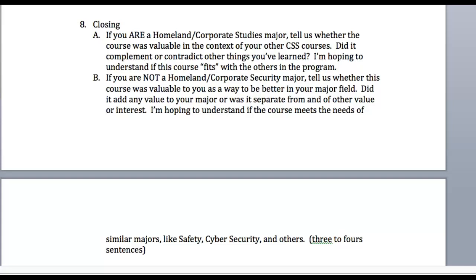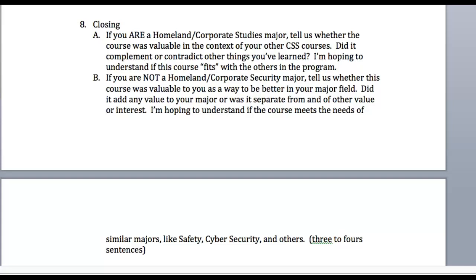And so if you're a Homeland or Corporate Securities major, I'd like you to tell me whether or not the course itself fit in with your other courses, whether or not perhaps I said something that was contradictory to what others say. And I need to go back and understand what the context was of what they said so that we're on the same page. I don't have the benefit of sitting in each of your classes to understand what other professors tell you.